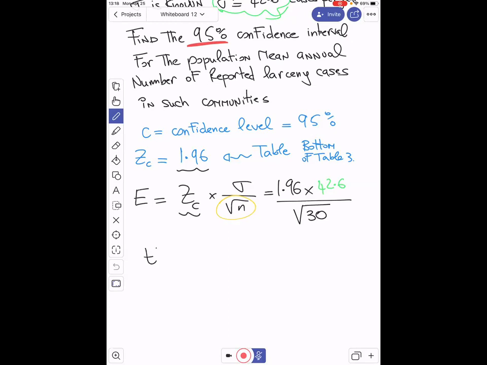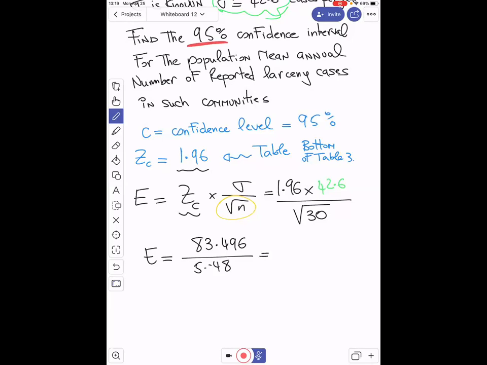So then let's compute this E, this margin of error. Let me check my notes. It's 1.96 times 42.6, which is equal to 83.496, if I'm not mistaken, divided by the square root of 30. So this is like 5.47 or 48.